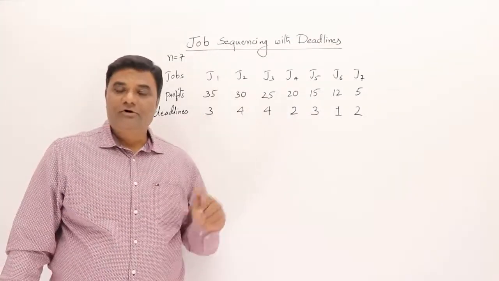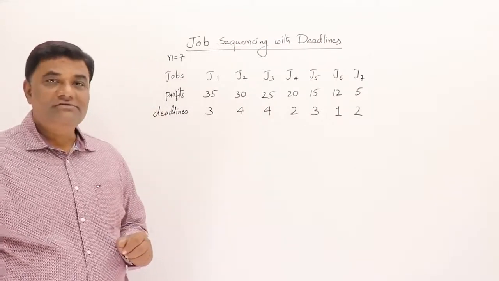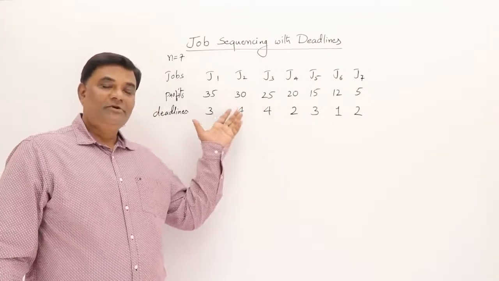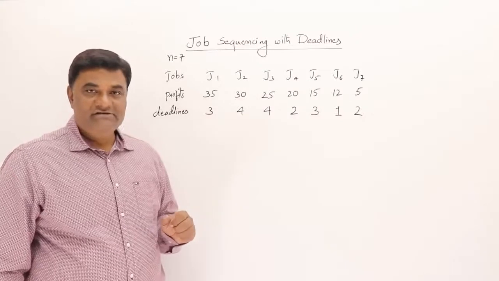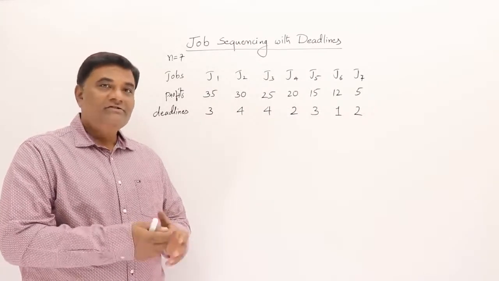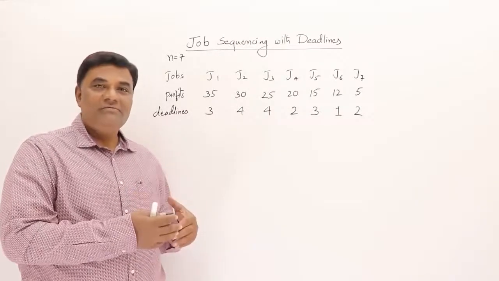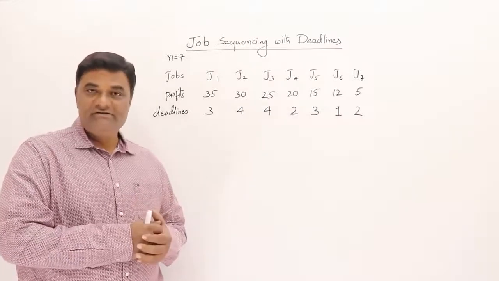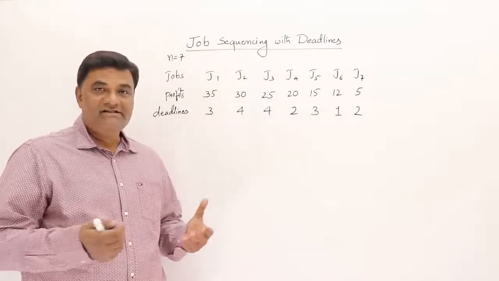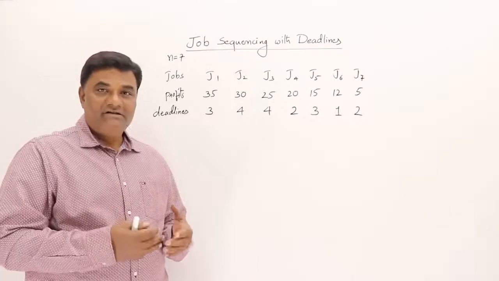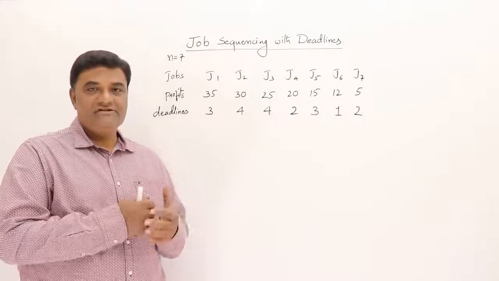I have taken one more problem for solving this using greedy method. It's a problem for job sequencing with deadlines. We have to follow greedy method. So we decided that we'll select the jobs in the decreasing order of their profits, and that's how we may be getting maximum profit. But the constraint is they have to be finished in a deadline.